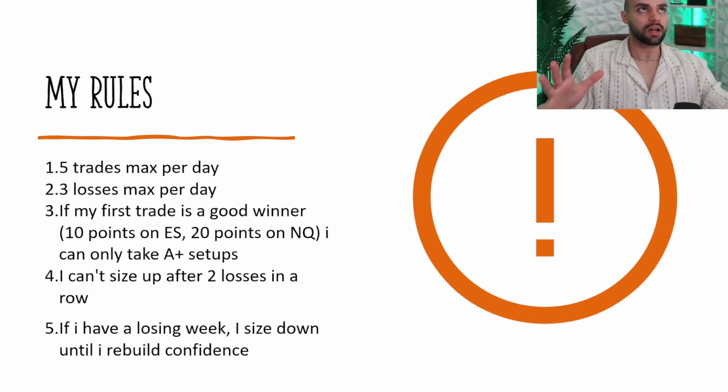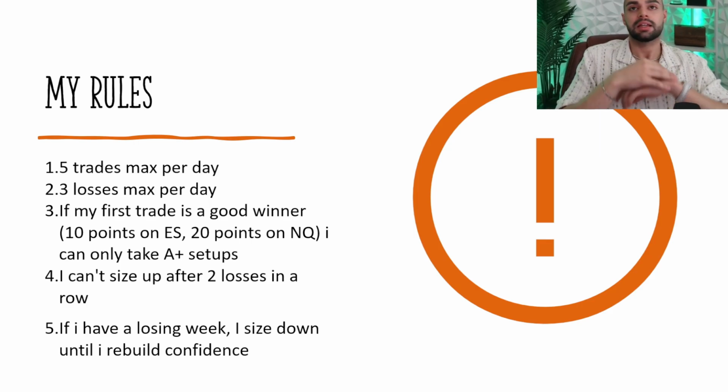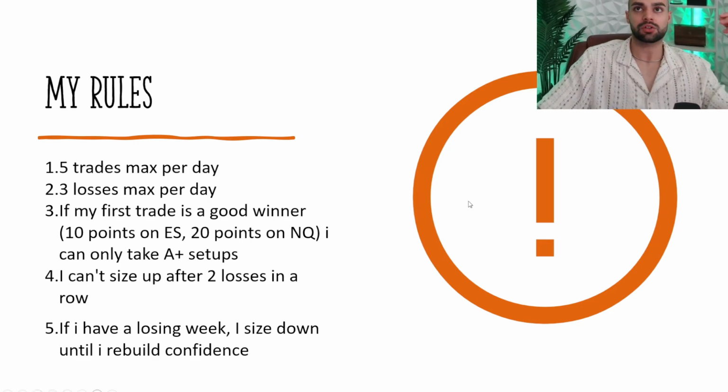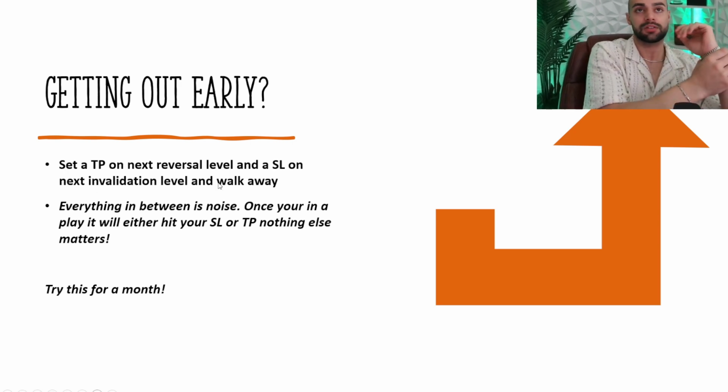This limits drawdown. I did this by looking at my data and noticing that every time I have a red week, it affects my psychology, and the next week I don't perform as well. So what did I do? I size down now every time I have a red week, and I completely get rid of that, right? This is how you're going to fix your psychological issues, by tracking, analyzing, and making a plan to be better. So getting out early is a pretty big one I used to do a lot. So very important thing to do is set a take profit on next reversal level and stop loss and invalidation level that we talked about in the previous parts of this video.